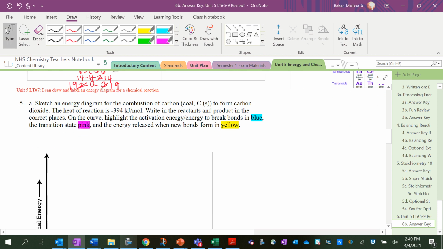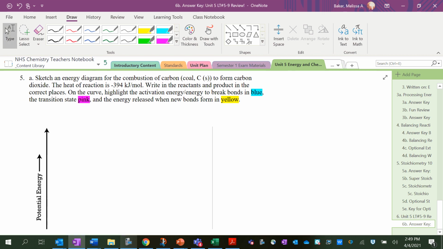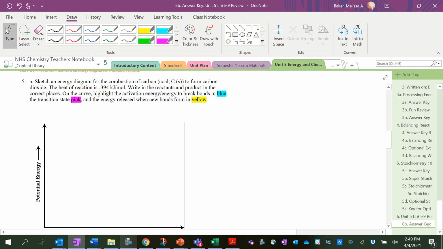Next, we're moving on to energy diagrams. It says, I can draw and label an energy diagram for a chemical reaction. It says, sketch an energy diagram for the combustion of coal to form carbon dioxide. Okay, so carbon plus oxygen gas, since it's combustion, is going to make CO2. The heat of reaction is negative. That means this is going to be exothermic.